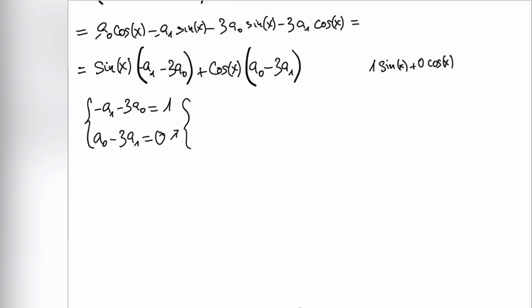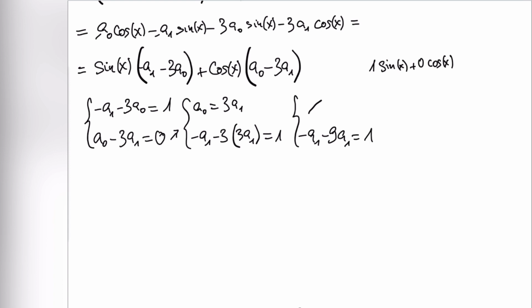Now if we solve this system of equations, we have that a0 is equal to 3a1, and here we have minus a1 minus 3 times a0, which is 3a1, so this is equal to 1. So we have minus a1 minus 9a1 is equal to 1. This implies that minus 10a1 is equal to 1, and we have a0 is equal to 3a1.